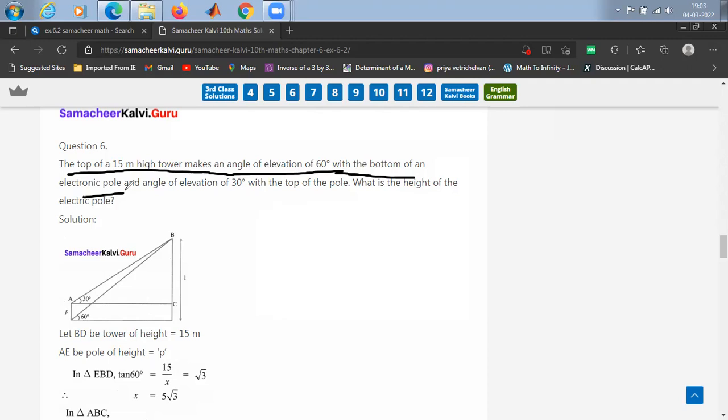Yeah, now I get it. Let me redraw the diagram, Manasi. I got confused with the tower and the pole. Okay.